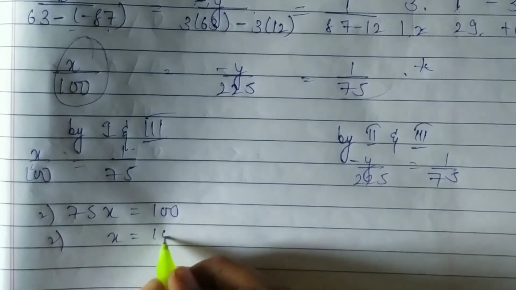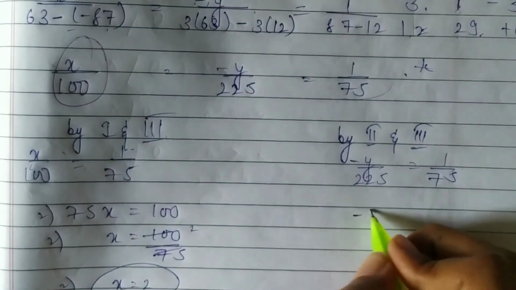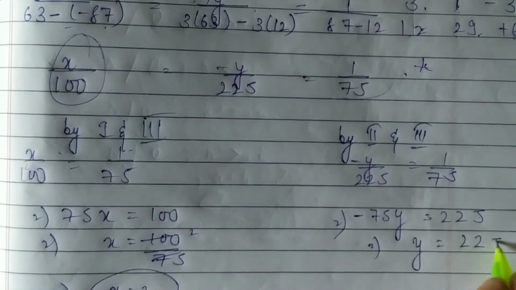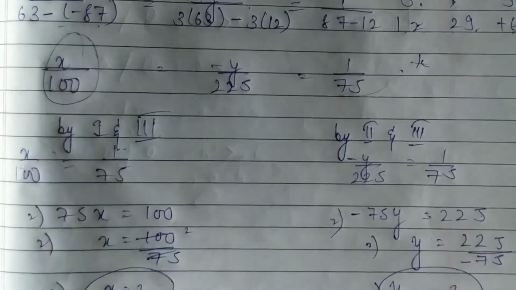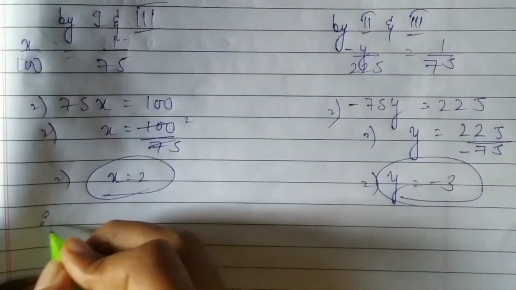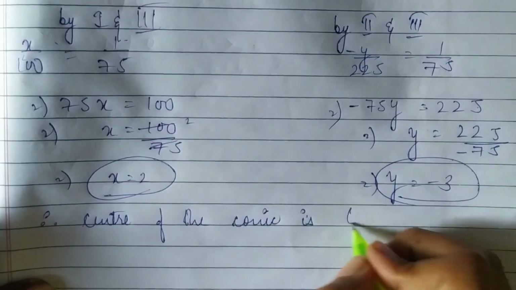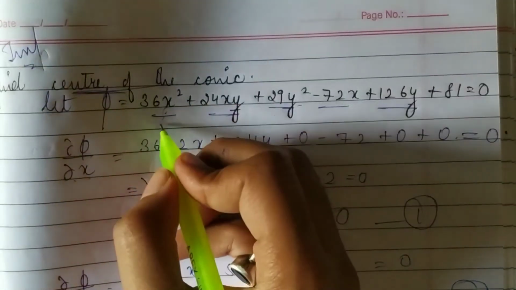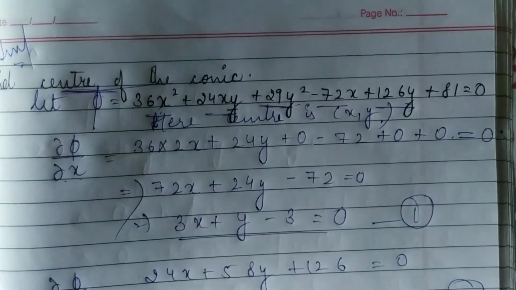To find x, 75 comes and divides on the other side, and on cutting, x equals 2. To find the value of y, we get minus 75y equals 225, and to find the value of y, 75 comes and divides, and the value of y comes here, minus 3. So x and y are the center, so we'll write that the coordinates x and y will be the center. Therefore, the center of the given conic will be 2, minus 3. That means x1, y1. You have to let it be x1, y1, or x, y. So first we write that x, y represents the center, or you can let it be x1, y1.